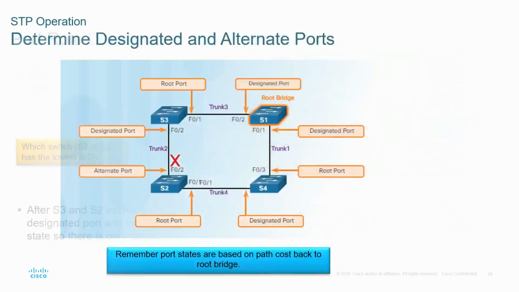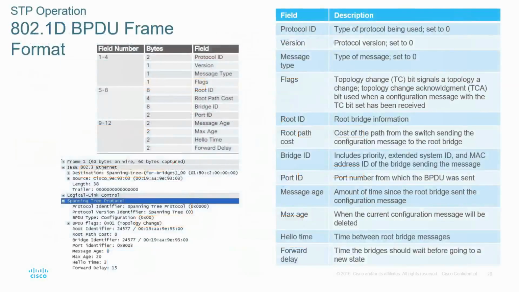Okay, we have discussed that. How do switches actually communicate with each other to achieve all of that? Through a packet that is called the BPDU, the Bridge Protocol Data Unit. These are the packets that the switches exchange with each other so that they can enforce the rules of the spanning tree protocol.